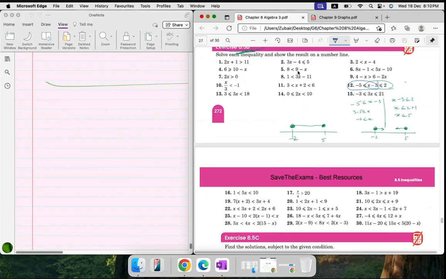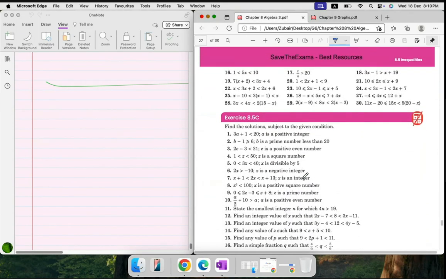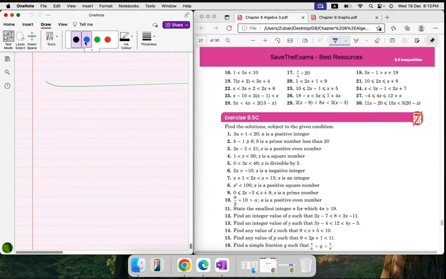Solve each inequality and show the result on a number line. Let's just select those with double inequalities. 1, 9.